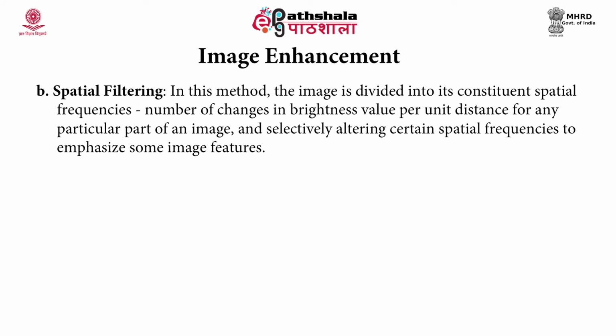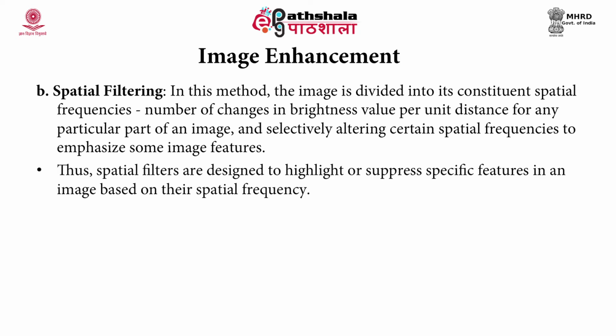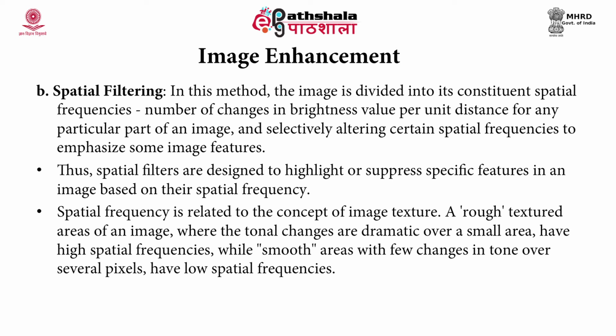In this method, the image is divided into its constituent spatial frequencies, the number of changes in brightness values per unit distance for any particular part of an image, and selectively altering certain spatial frequencies to emphasize some image features. Thus, spatial filters are designed to highlight or suppress specific features in an image based on their spatial frequency. Spatial frequency is related to the image texture. For example, in a rough textured area of an image, the tonal changes are very high over a small area and have very high spatial frequencies, while smooth areas with few changes in tone over several pixels have low spatial frequency.